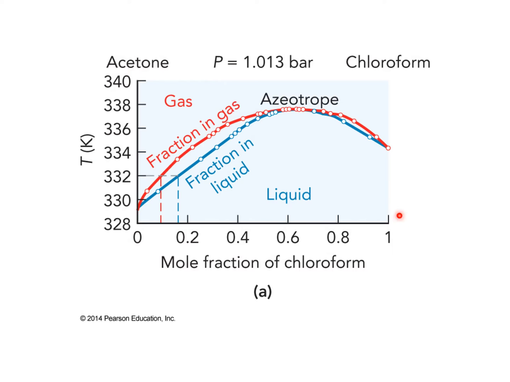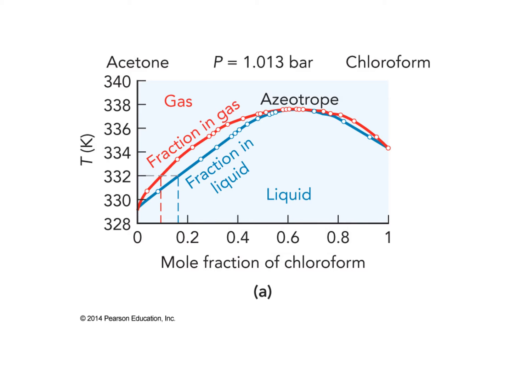Let's look now at pure chloroform. When I have pure chloroform, my chloroform will boil at the normal boiling point of chloroform, which is around 335 Kelvin. You'll notice that the boiling point of chloroform is higher than the normal boiling point of pure acetone, making acetone more volatile, or having a higher vapor pressure, than chloroform. In other words, it's harder to get chloroform molecules to leave the liquid and enter the gas phase. Therefore, I have to go to a higher temperature to get a vapor pressure of 1 atmosphere.